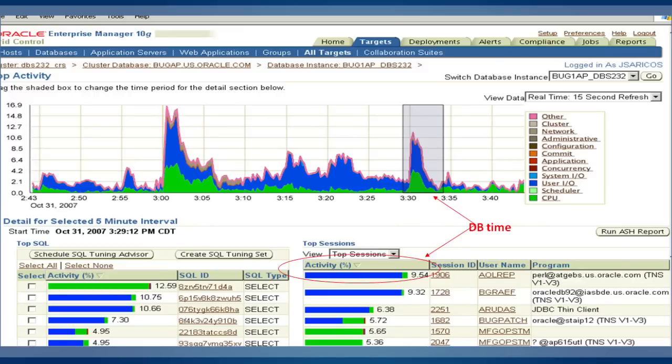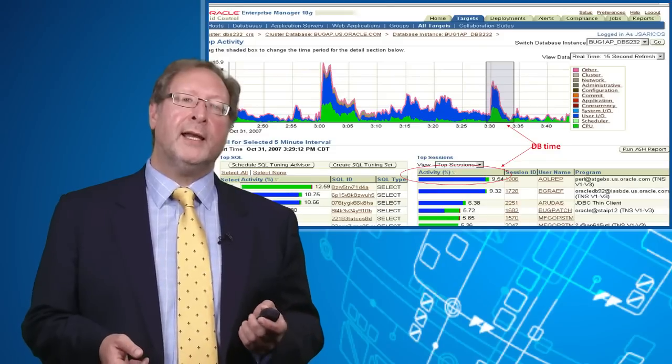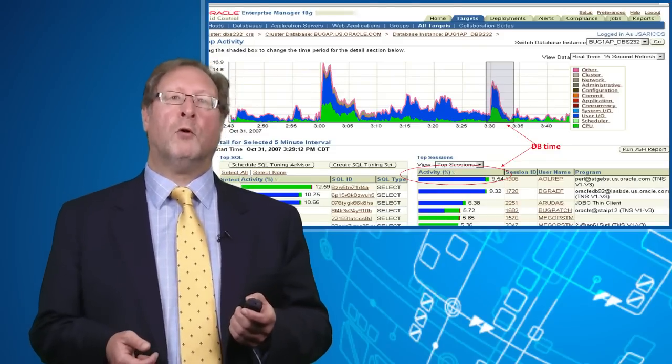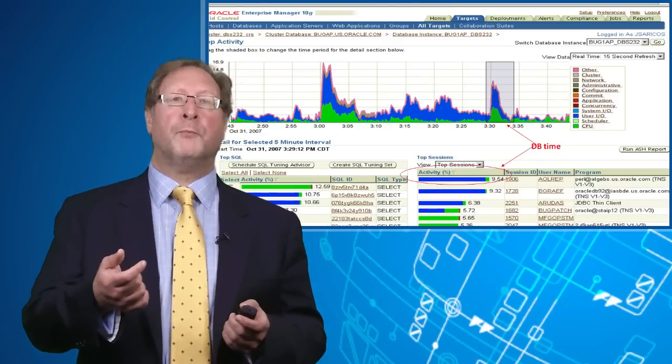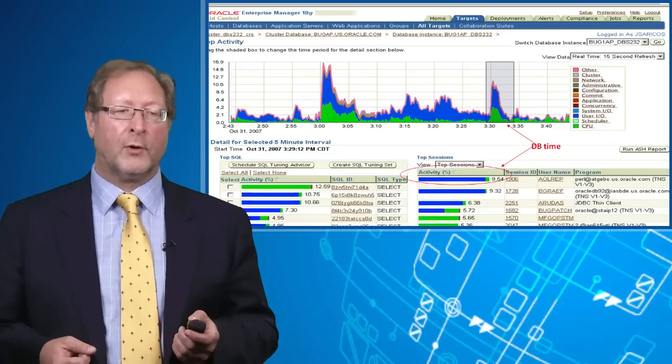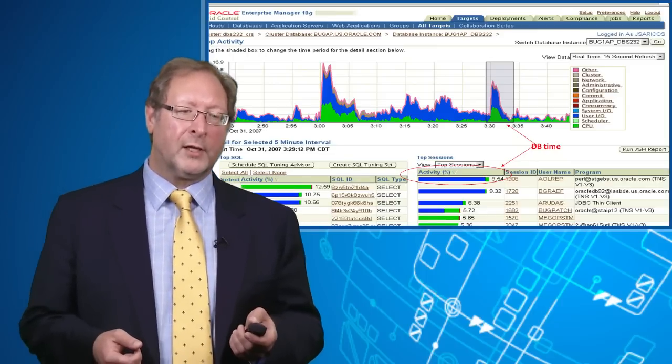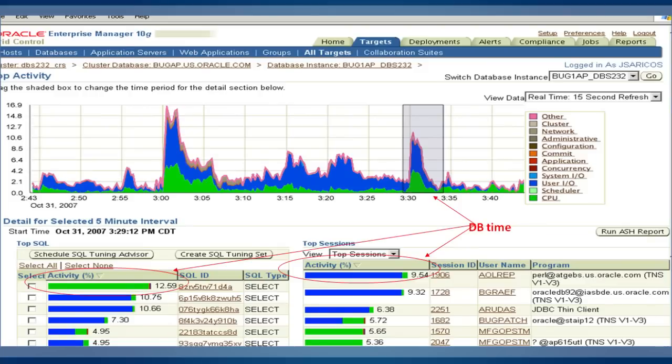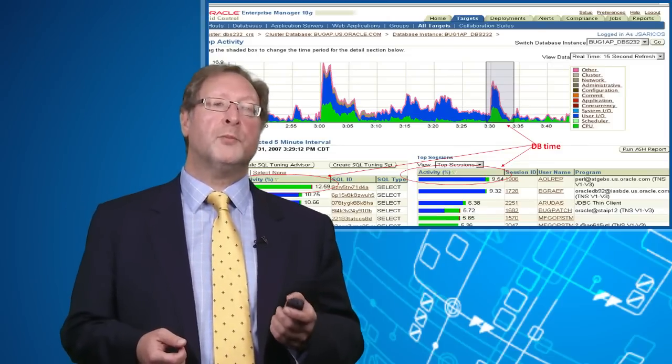Right? When we look at the information in the lower part of the screen, it actually tells us details about what was happening in that 5-minute period represented by the grey slider. So here we can see that both on the top sessions and on top SQL, we have sessions and SQL that were doing large amounts of work. Now the one on the SQL side is particularly interesting.